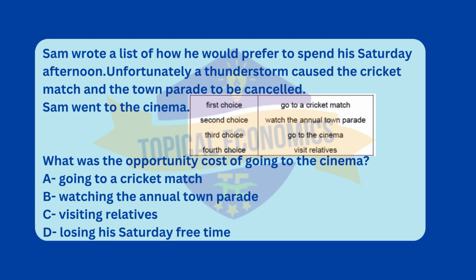Opportunity cost is the value of the next best alternative that you forego when making a decision. In Sam's case, the cricket match and the town parade were cancelled, so Sam couldn't do those. The next best alternative after those cancellations was visiting relatives. So, the opportunity cost of Sam going to the cinema is the next best alternative he gave up, which in this case is visiting relatives.